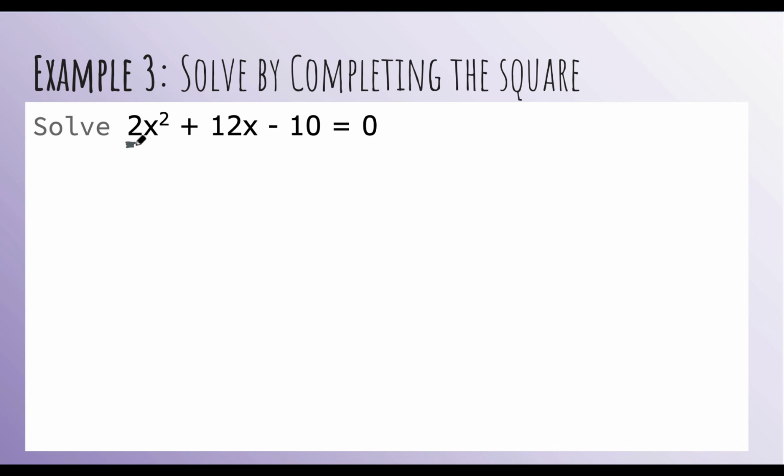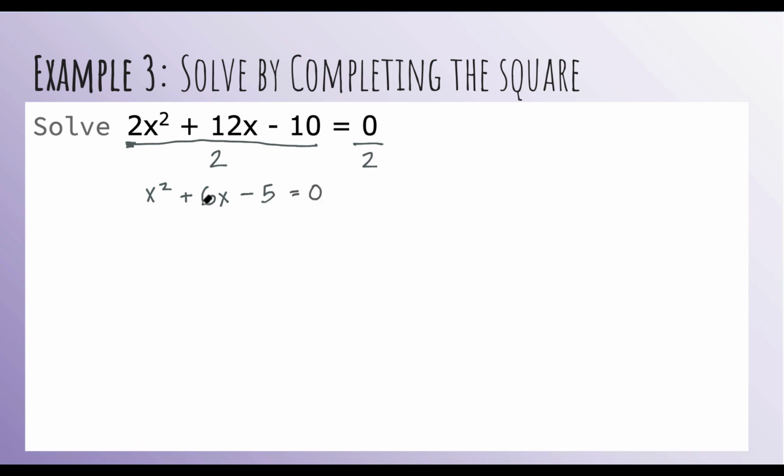So how could we make this a 1? Well, hopefully you said we can divide by 2 on both sides. So we're going to take both sides and divide it by 2, or multiply by 1/2. And when we do that, we get x squared plus 6x minus 5 is equal to 0.